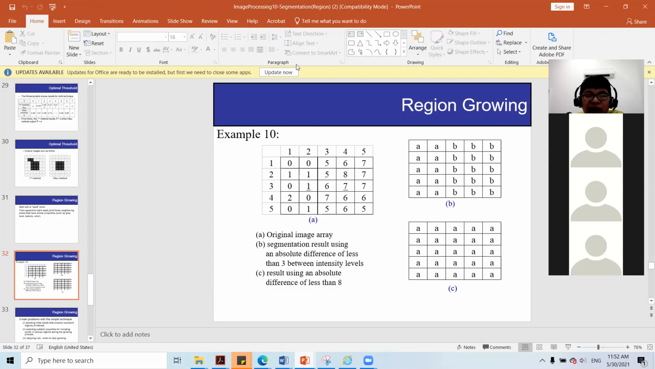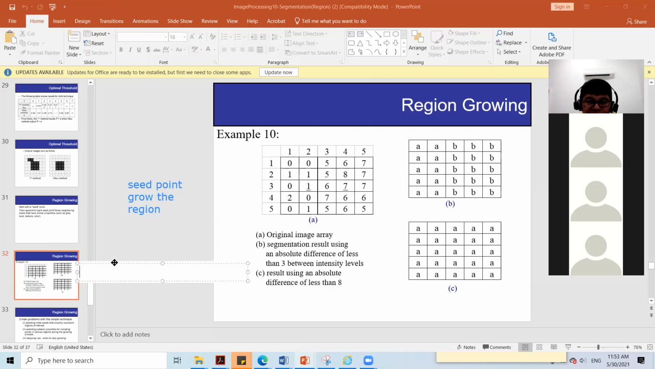The first thing is the seed point. The second thing is you grow the region. These are the two keywords. First you need to pinpoint the seed point in this image. So which seed point is the best one? Let's say I point here.